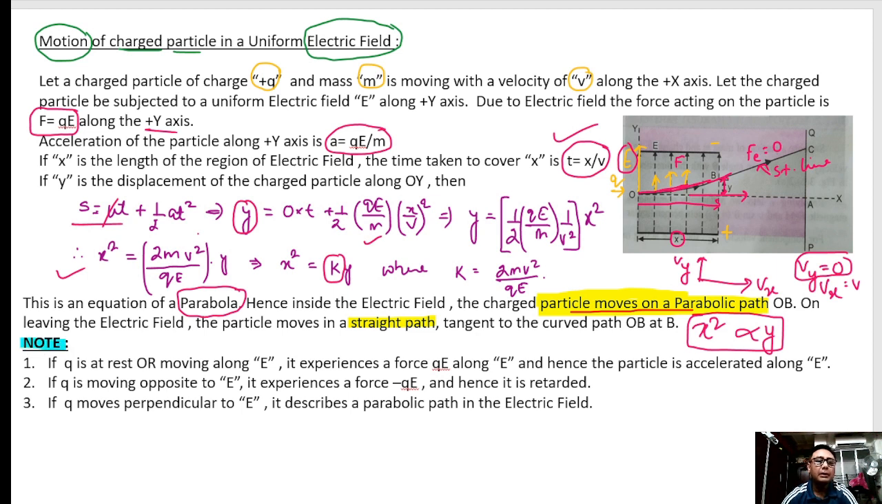If the particle is at rest or moving along E, remember, it experiences a force QE along E, and hence the particle is accelerated along E because the electric field is acting up. If the particle is moving like this, it will suffer a force Q into E, and because there is a force, there will be an acceleration of the particle.